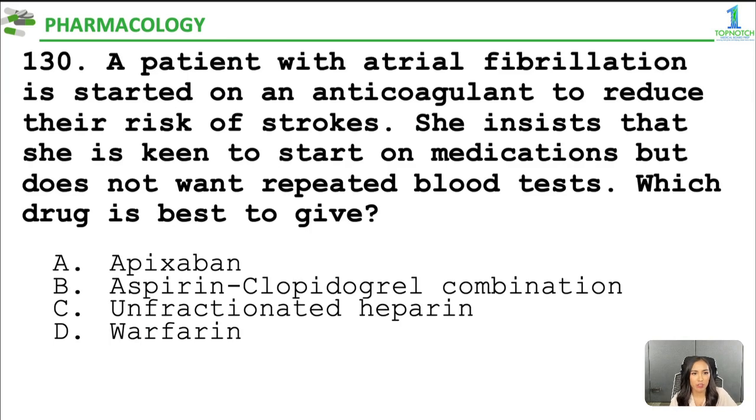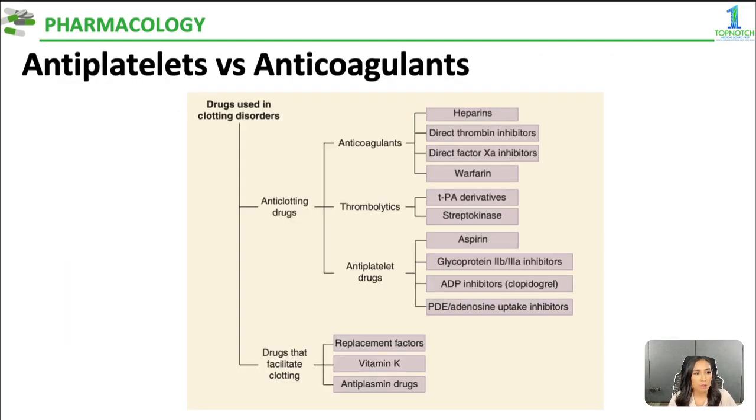130. A patient with atrial fibrillation is started on an anticoagulant to reduce the risk of strokes. She insists that she is keen to start on medications but does not want repeated blood tests. Which drug is best to give? And the answer is apixaban. Bakit? Let's look at antiplatelets versus anticoagulants.